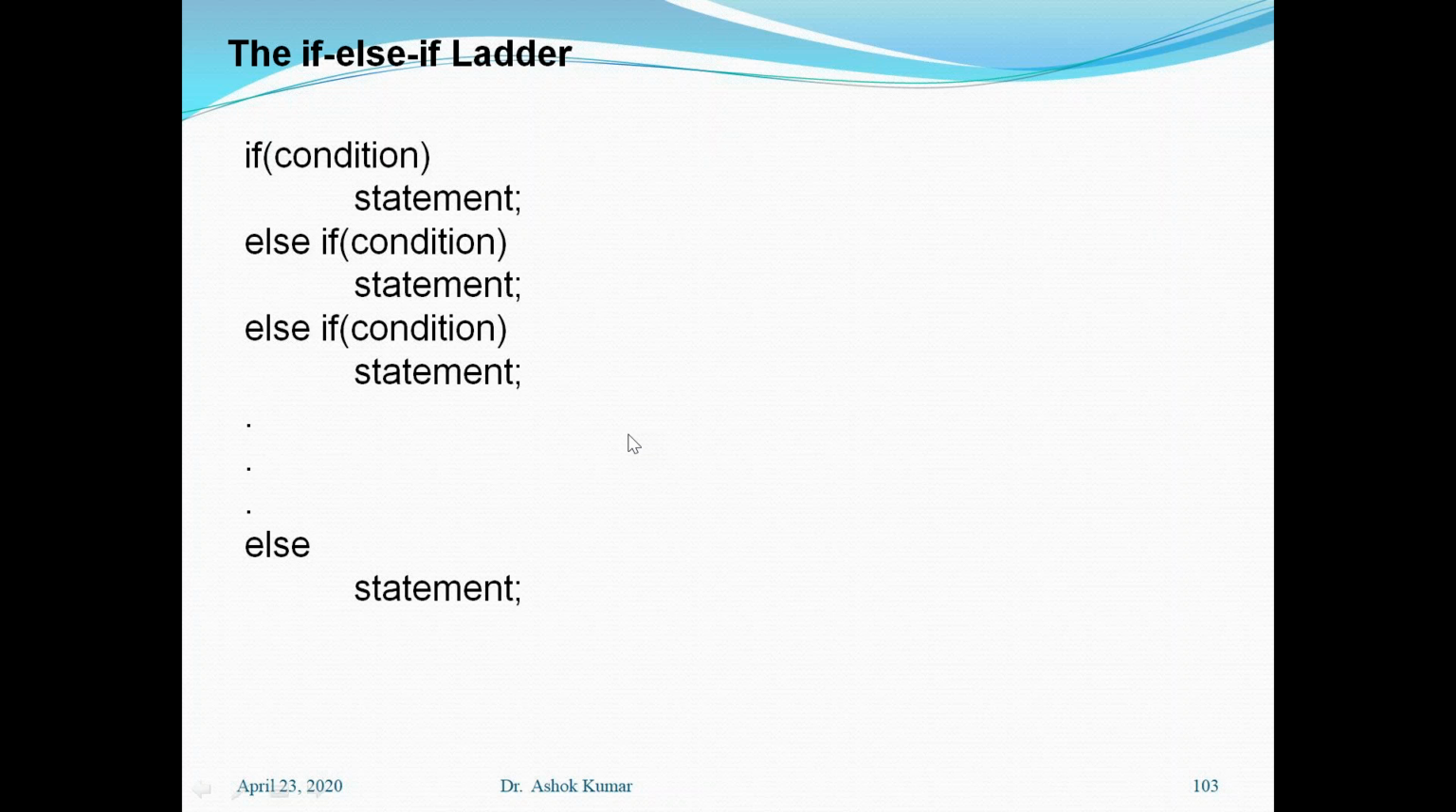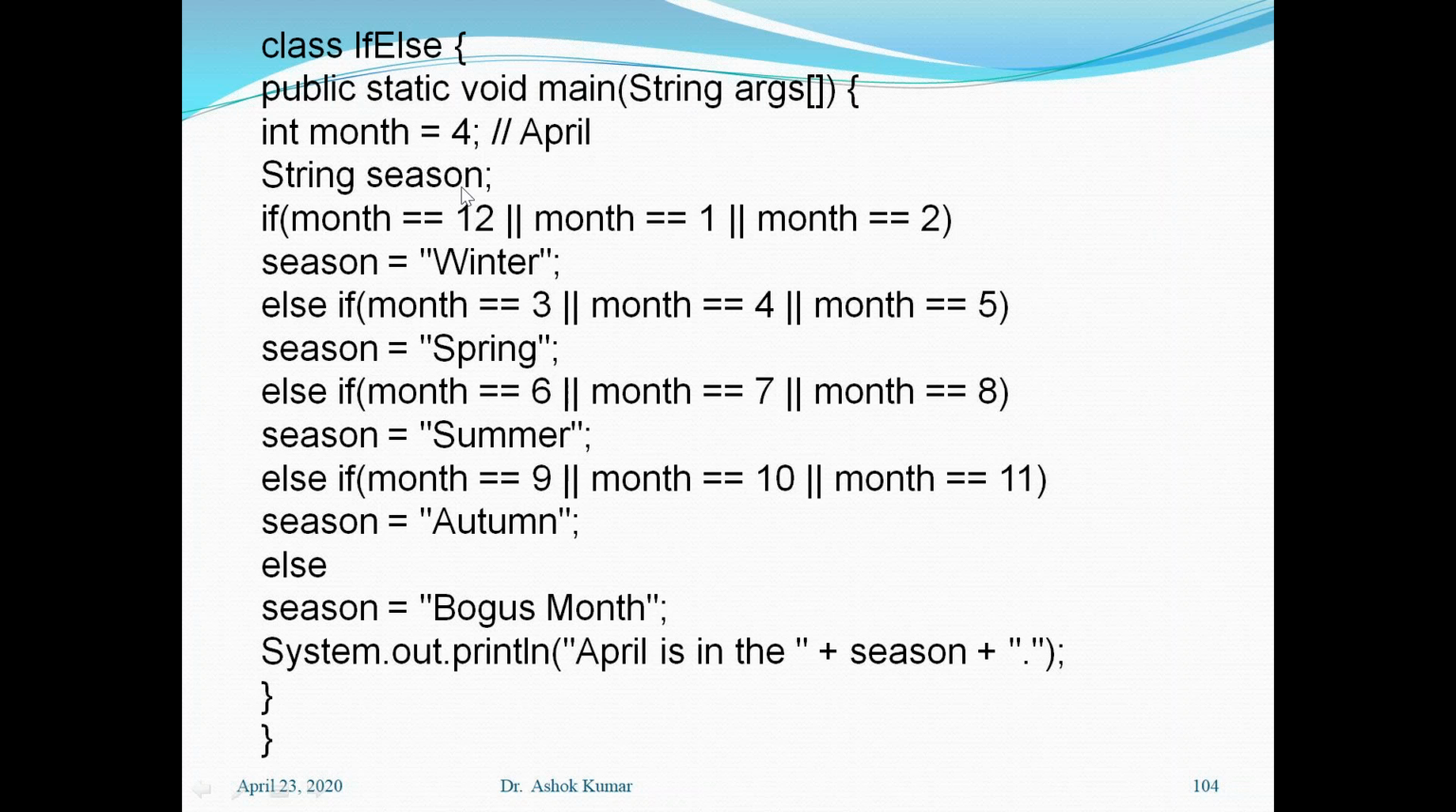So here is an example of an if else if ladder. We are basically displaying the season. We have considered that there are four seasons: winter, spring, summer, and autumn. The value of month is 4, and the string variable is season. With the first if, we assume the month value is 4, so the first condition will evaluate to false. Month equal to 12 is false.